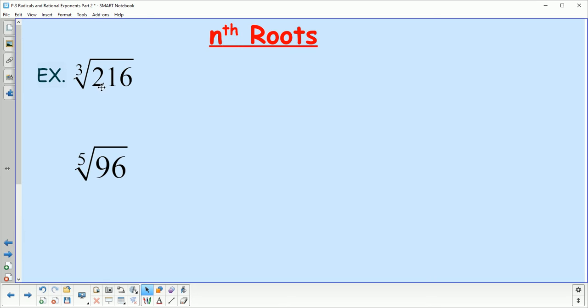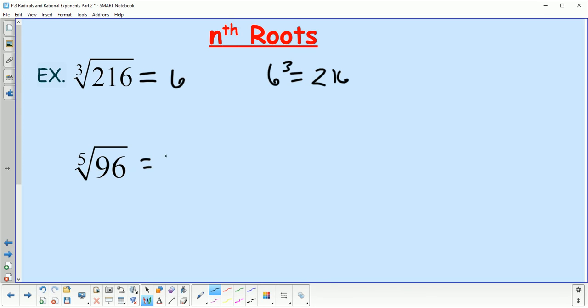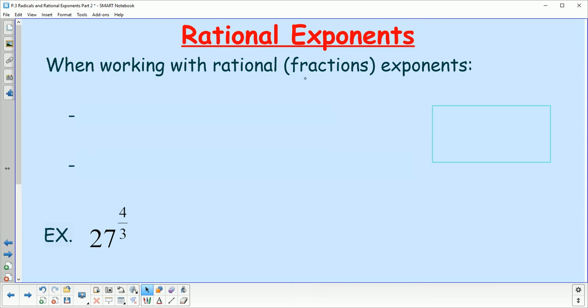Okay, so one thing, if we talk about the cube root of 216, you put that in your calculator, you would see that that means we would get 6. And that's because 6 cubed is equal to 216. Okay, if we take the 5th root of 96, well then we're going to get some ugly decimal, 2.49.